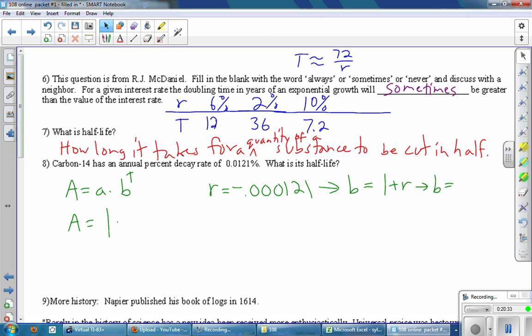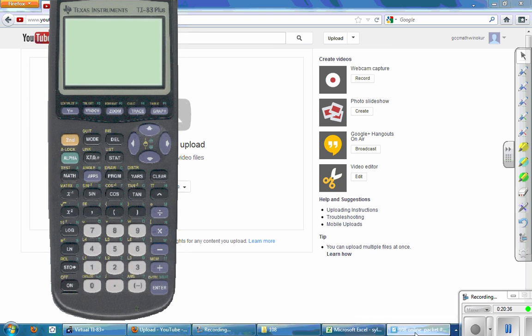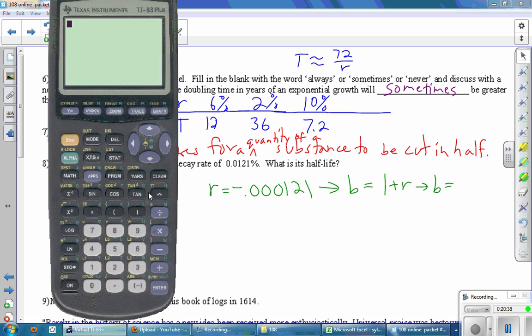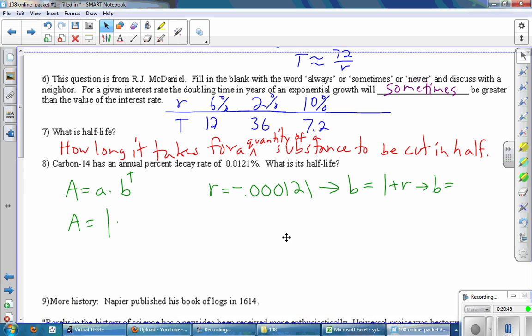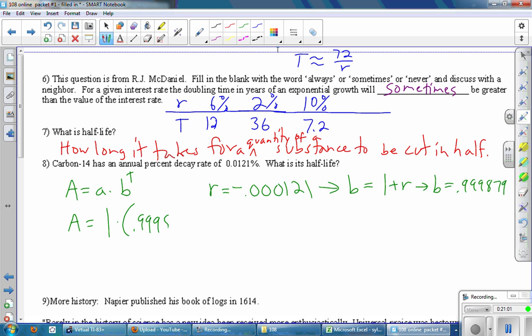Now, I'll trust myself to do arithmetic at this stage in the game, so let's just type that in. So we go 1 plus negative 0.000121. Okay, 0.999879. I should have been able to do that. So that's the b. Very, very slowly decaying. So 1 times 0.999879 raised to the t power, and we want to know the half-life, so we want to know how long it takes for the stuff to get cut in half.